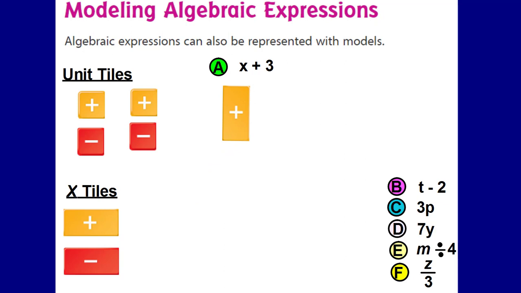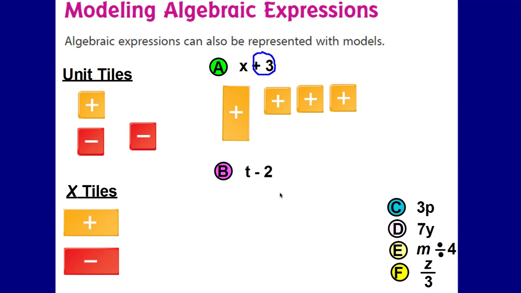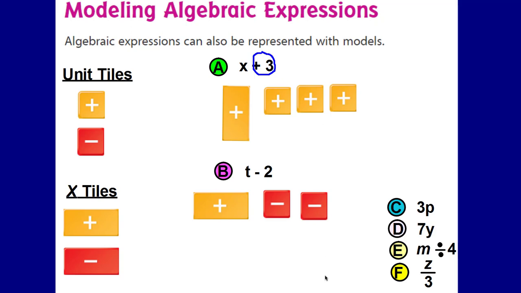Then we need 3 unit tiles. Just like we did with integers, you need to look at the sign that goes in front or to the left of your constant. In this case, it's a positive. That means we need 3 positive unit tiles. So this would be the model for x plus 3. If we're going to model t minus 2, even though our variable is a t, we're still going to represent it with our X tile. It is positive. Then if you look at your 2, it's not a positive 2. The sign in front of it tells us that it's a negative 2. So we're going to need to have 2 negative unit tiles. So this would be the model of t minus 2.